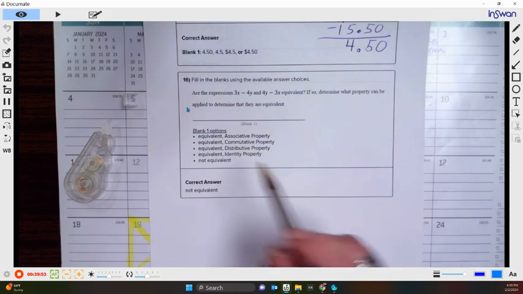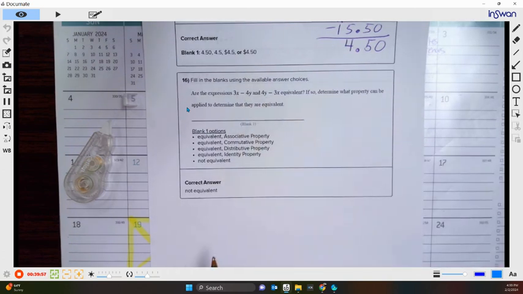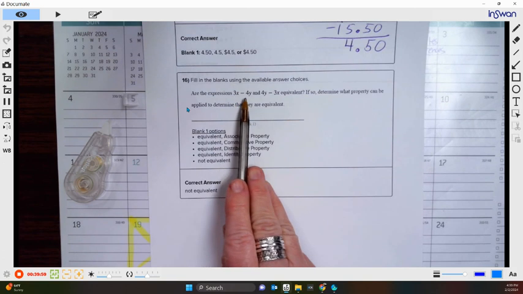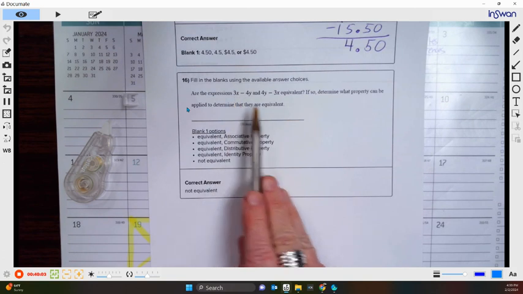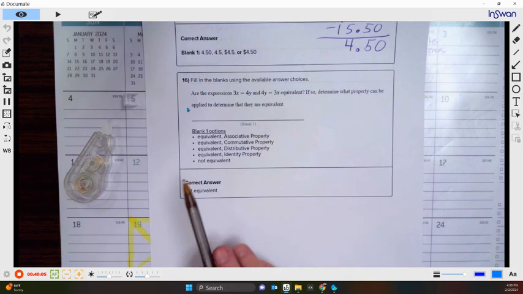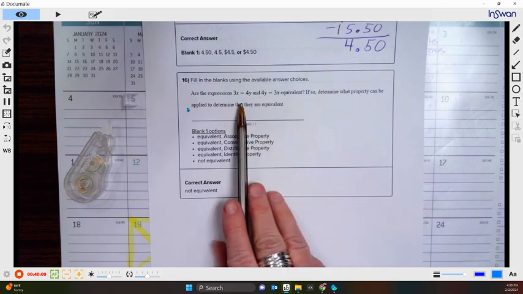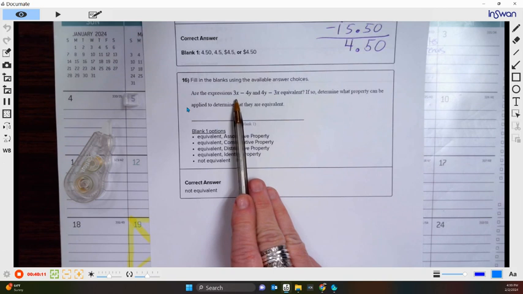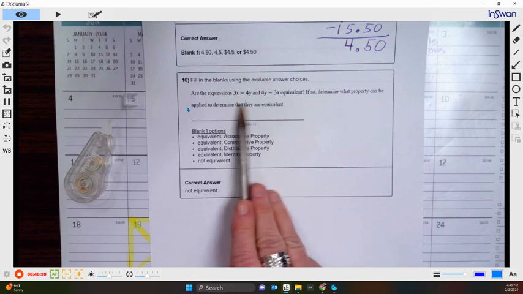I noticed right off the bat that because it's a subtraction problem, the order is going to matter. I know that taking 4y away from 3x is not the same thing as taking 3x away from 4y. But the way that I'm going to prove this is I am going to come up with values for x and y to see if they're going to be the same.